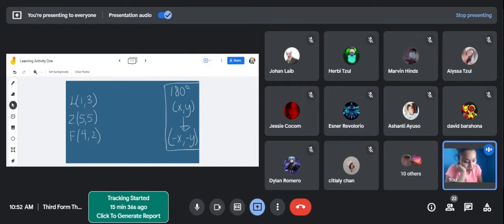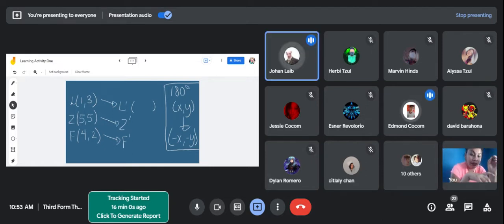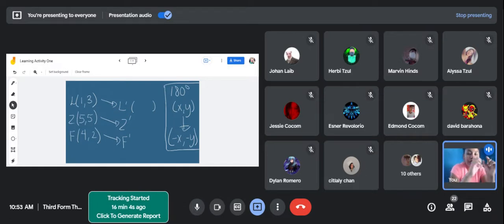So, what would be my new point for L? -3, -1, miss. I'm not changing the place of the number. Take a look at the rule. It says (x, y), and then I have (-1, -3). Very good. I am leaving it in the same place. It's only the sign that is changing. So I have (-1, -3).